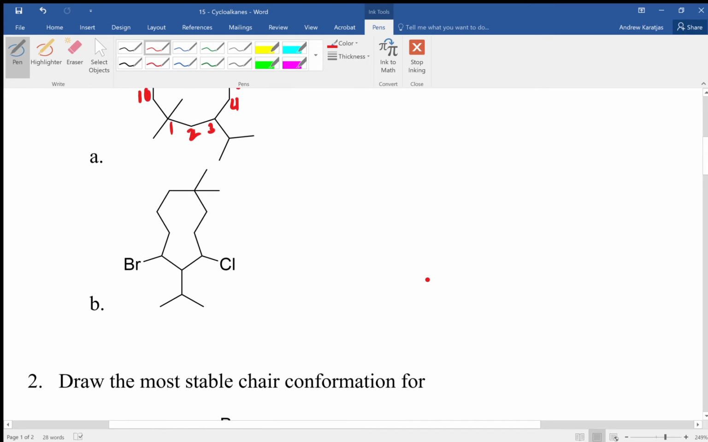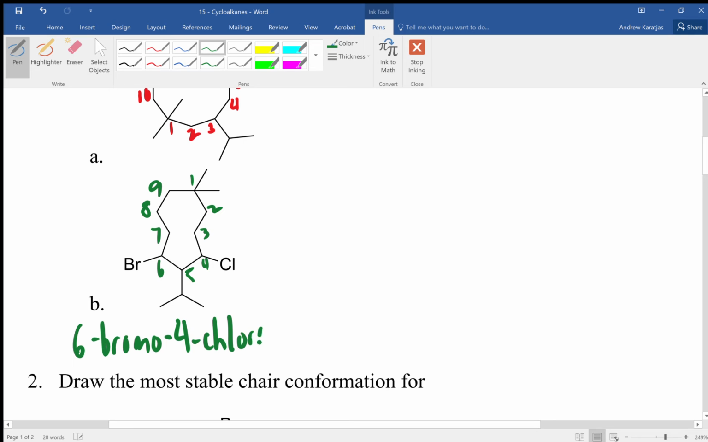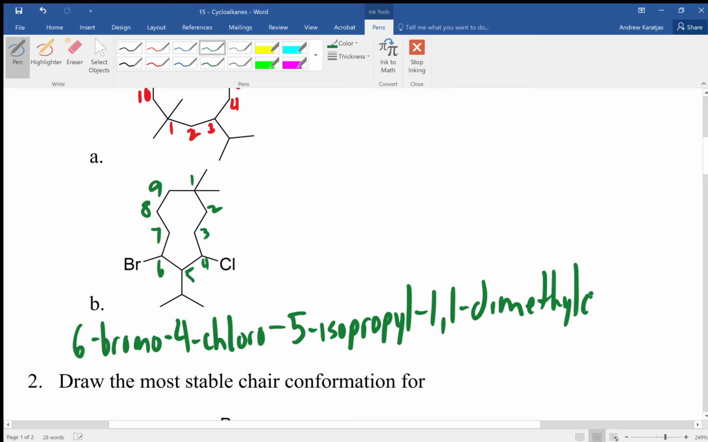Going to our other one, we have an almost identical type of situation in terms of our numbering. And so we have 6-bromo, 4-chloro, 5-isopropyl, 1,1-dimethyl, cyclononane. From here, we just have some chair conformations to work on.